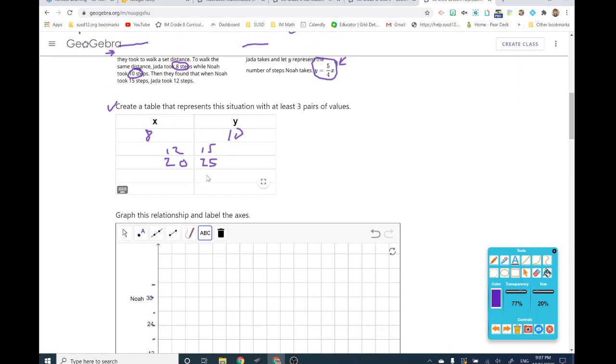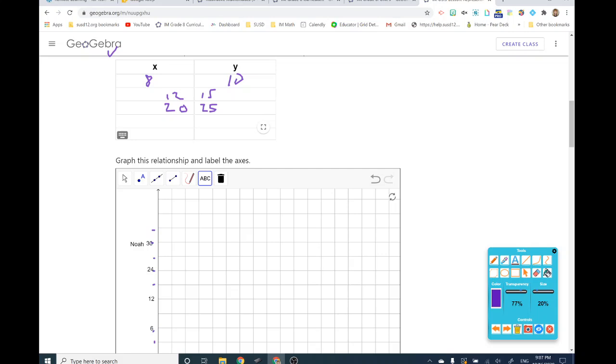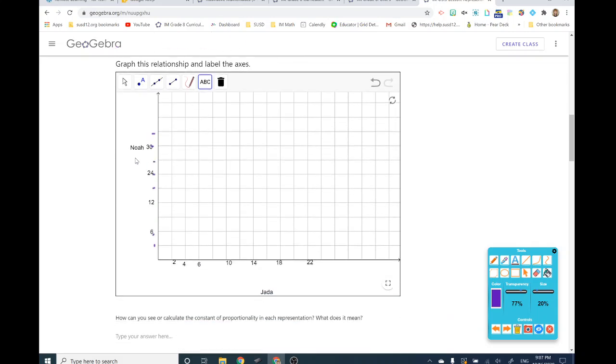Create a table. Yeah, we got that. Graph the relationship and label the axes. Okay, well, we have the axes labeled and the scale is drawn. We have Jada and Noah.